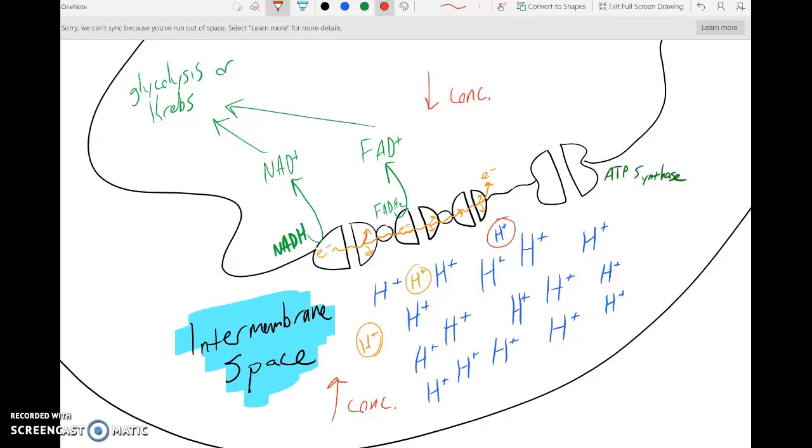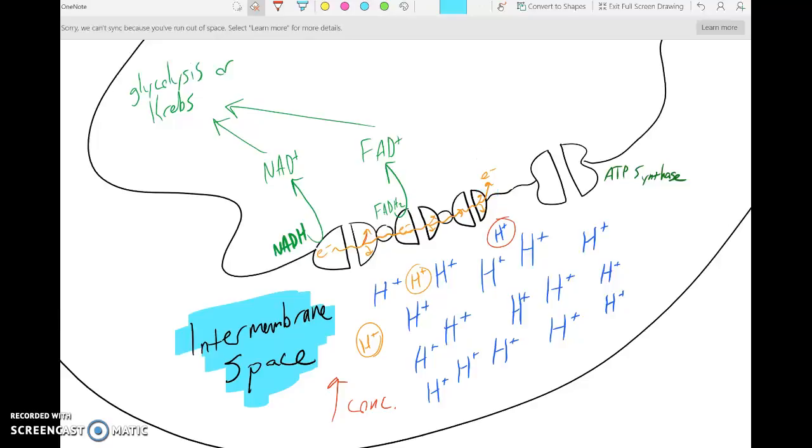Now, all of that has happened in order to serve this big final culminating step. These electrons have given off energy. Hydrogens have been pumped down here into the intermembrane space. And now we're kind of ready for this last step. Now, real quick before we talk about ATP synthase, we have to talk about how these electrons are going to get picked up.